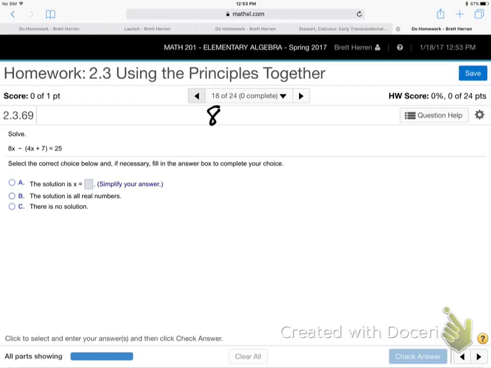Okay, so we have 8x minus 4x plus 7 equals 25. Okay, so no more fractions. That's nice. I think we did all the fraction ones, or maybe all but one of them. So most of them are not fractions. There's only like 4 of them in this section that are fractions. So we did the worst of them. All right, so try that one.